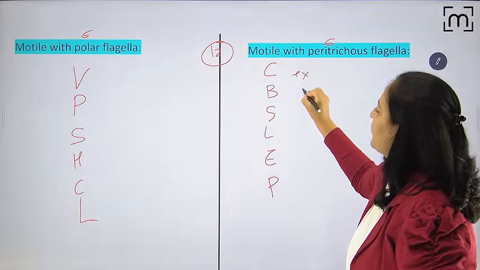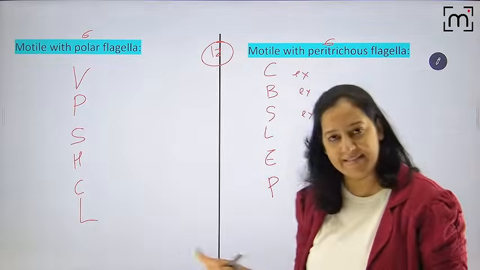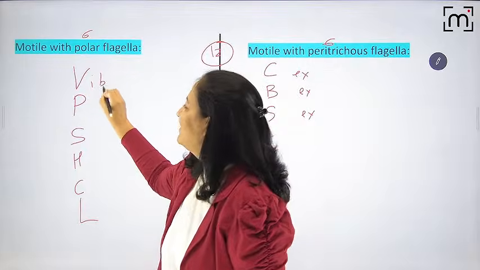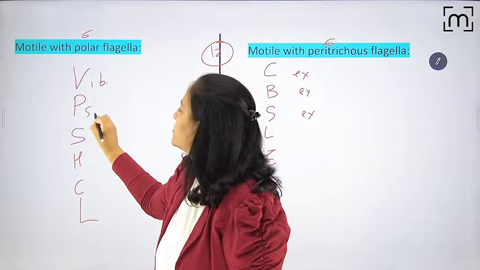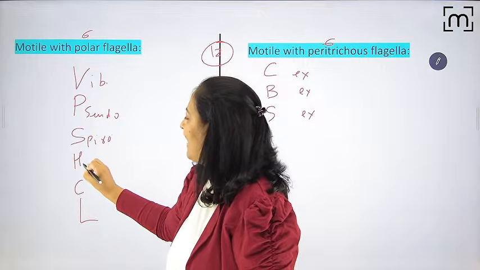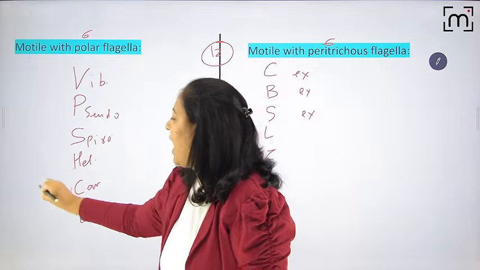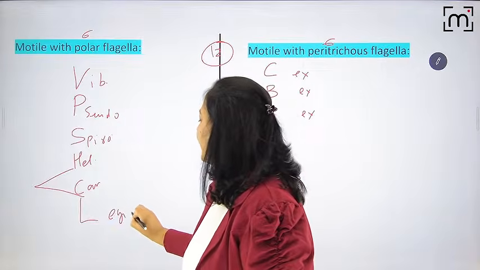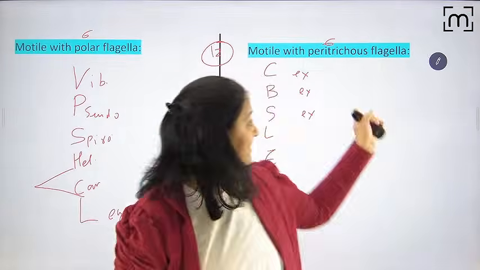Learn three exceptions over here. That's it. You want me to say the full form? I will. So V for Vibrio. P for Pseudomonas. S for Spirochetes. H for Helicobacter. C for Campylobacter. L for Legionella.